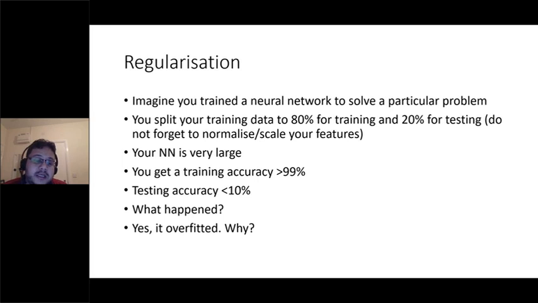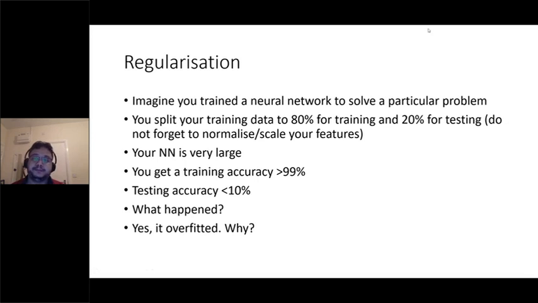And testing accuracy that is less than 10%. This is a huge problem, don't you think? Guys, this is a huge problem. You got a training accuracy over 99% and a testing accuracy that is less than 10%. We surely overfitted the neural network, because we are using a very large one. It probably has overfitted. It just learned how to classify the training samples, but it can't generalize.